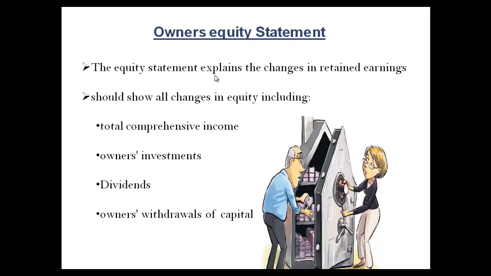We come to the last type of financial statements, which is the owner's equity statement. The equity statement explains the changes in retained earnings. It should show all changes in equity, including the total comprehensive income, owner's investments, dividends, owner's withdrawals of capital.